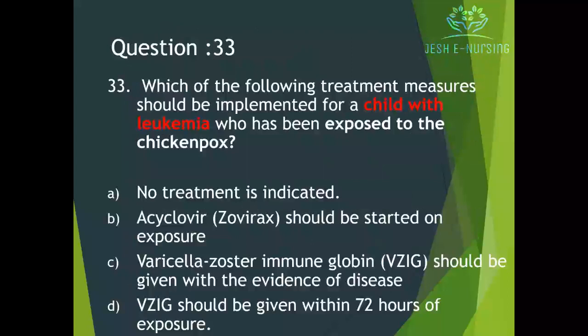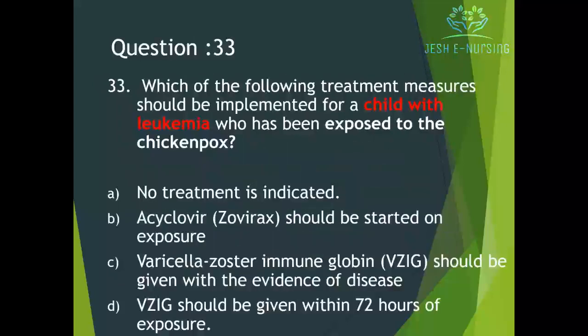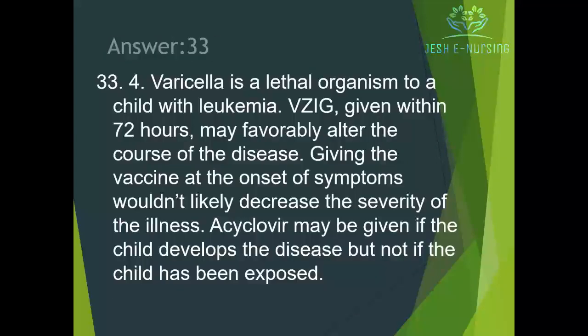Which of the following treatment measures should be implemented for a child with leukemia who has been exposed to chickenpox? Here the answer is 4. Varicella vaccine, which will be given within 72 hours of exposure. Varicella is a lethal organism to a client with leukemia. So it is given within 72 hours once they are exposed to chickenpox. It may favorably alter the course of the disease.